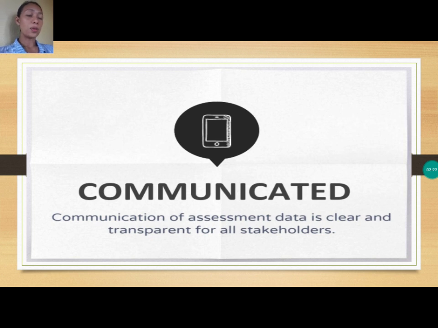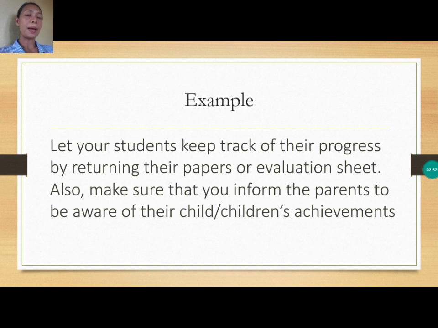The next characteristic of 21st century assessment is communicated. Communication of assessment data is clear and transparent for all stakeholders. Example, let your students keep track of their progress by returning their papers or evaluation sheets. And also, make sure that you inform the parents so they are aware of their children's achievements.